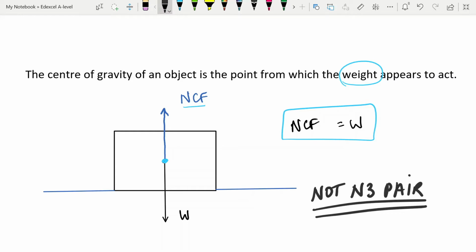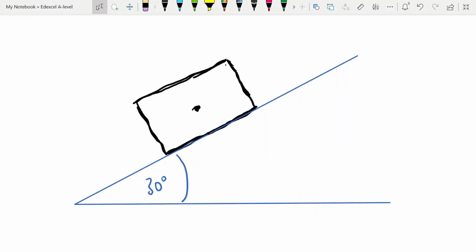This is a Newton's first law pair, if you like. These are the forces that are acting on the object, and we have to assess, are they the same size? And if so, the forces are balanced, and if not, the forces are unbalanced and will cause an acceleration. One of the interesting things you have to be able to do with free body force diagrams is talk about what happens when you put an object on a slope.